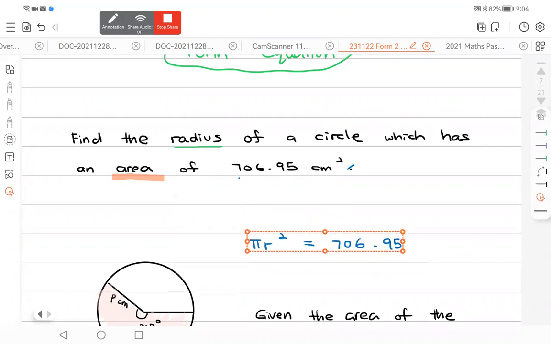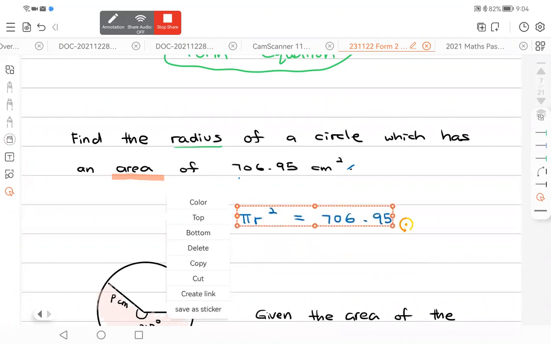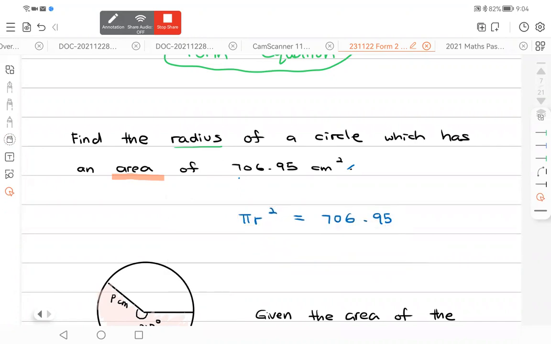Not the formula in general. So whichever number you have, you just replace it. Then you will know what to do. We know the value of pi is 22/7. So you find out r one by one.